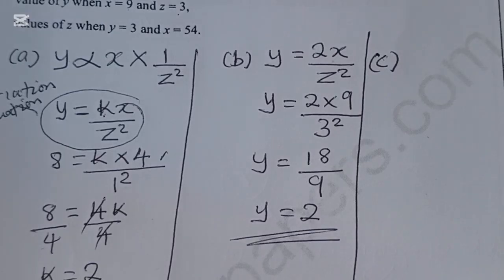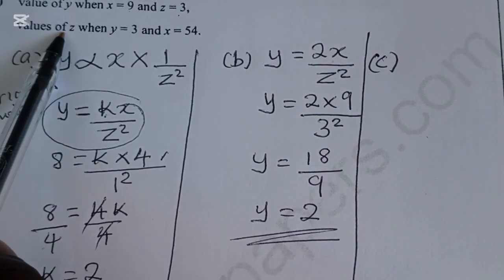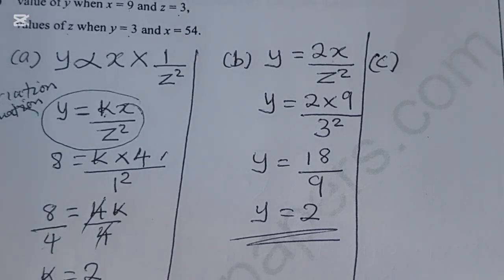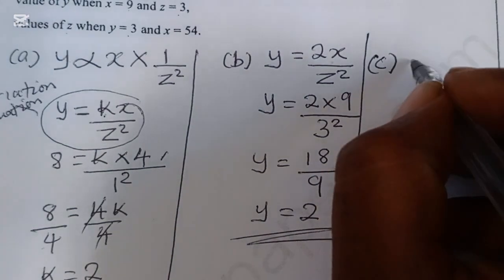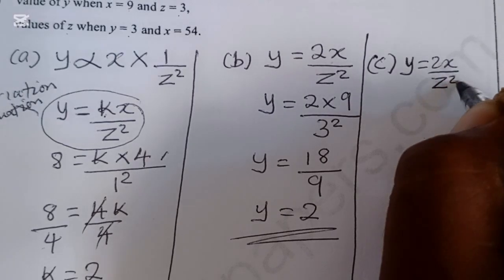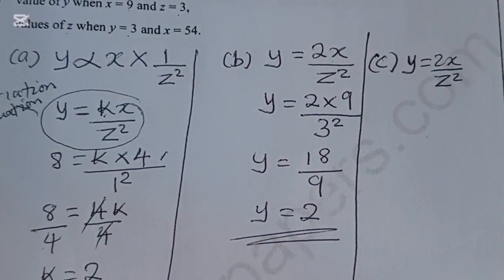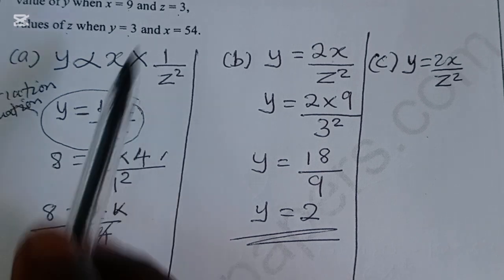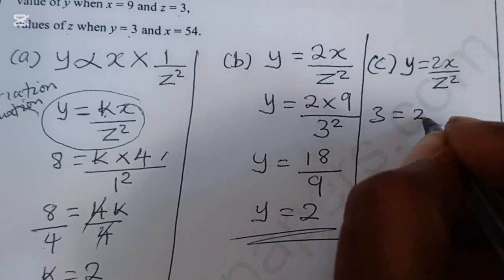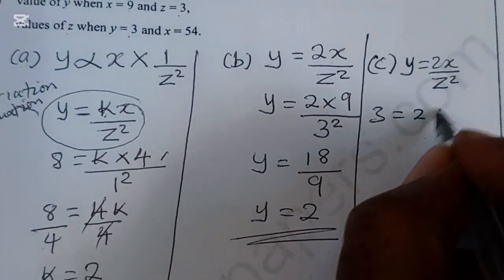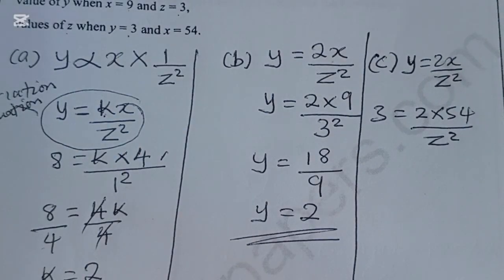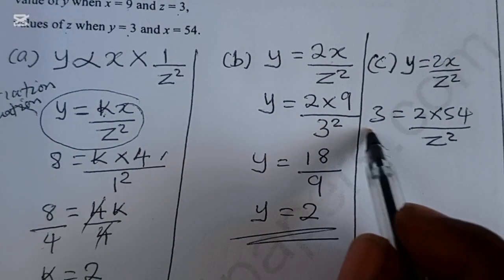So part C, find the values of z when y is 3 and x is 54. So remember, we have the variation equation, which is 2x over z squared. So y is given to be 3. Where there is y, I'll substitute 3. Where there is x, I'll substitute 54 over z squared. So I'll cross multiply.